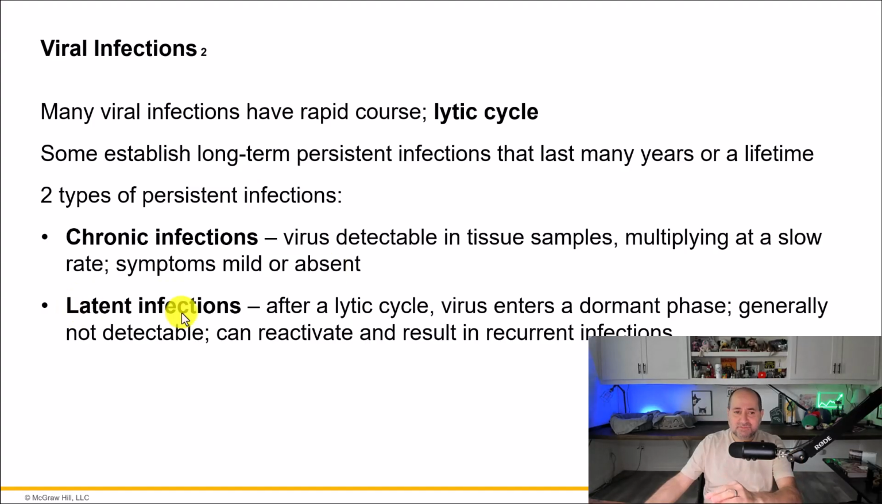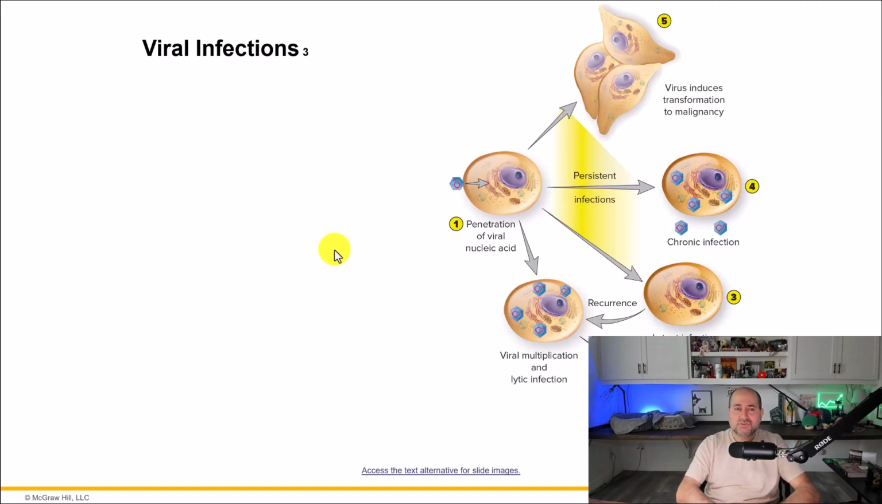Whereas latent infections, this is where the virus actually enters a completely dormant phase and is not detectable, right? It can recur, but it's not detectable. It's not actually making any virions at a slow rate. So these are not the same thing. And you should know that these are the outcomes of viral infection.